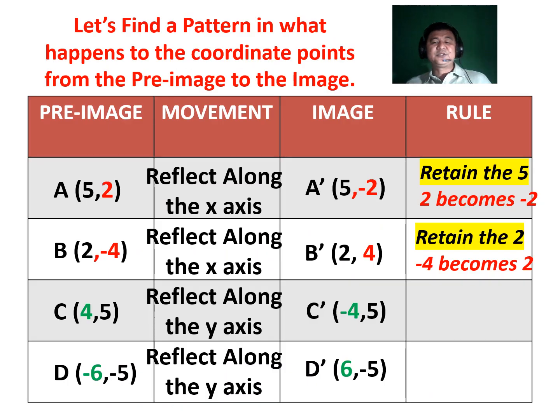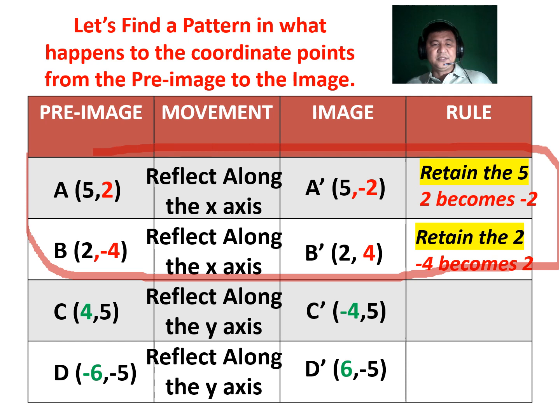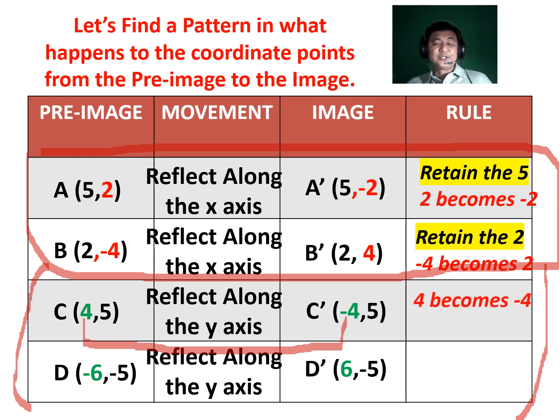All right. Let's now summarize our data. So this one, we're done with this. We're done with x-axis. We made our observations. Our focus now is reflection on the y-axis. Okay, so what have you observed here? 4 became a -4. Oh my goodness. So the +4 became a -4. And what have you observed about the y-axis? The y is retained. It's still a +5.